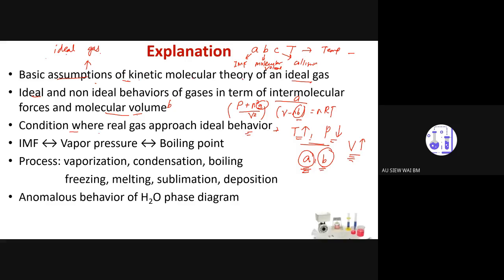After that, you kena kaitkan intermolecular forces dengan vapor pressure with the boiling point. You tahu perkaitan tiga benda ini kan? Kalau intermolecular forces higher, vapor pressure becomes lower. So boiling point becomes higher. After that, all the processes: vaporization, condensation, boiling, freezing, melting, sublimation, deposition. Semua proses ini you kena tahu juga. After that, for the phase diagram, anomalous behavior of the H2O. So this one is some of the explanation you kena tahu dekat chapter ini.